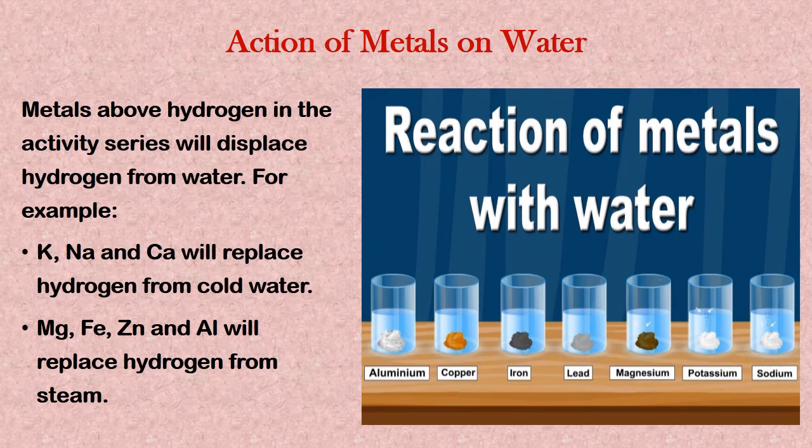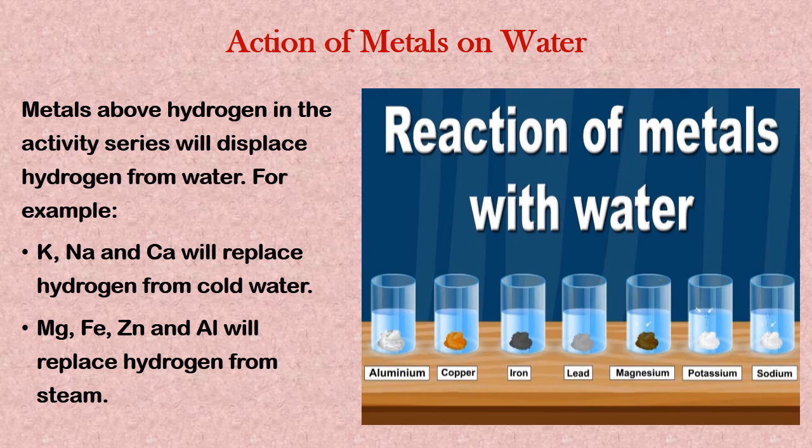But magnesium, iron, zinc, and aluminum, they are moderately reactive, and that is why they will require steam to replace hydrogen. They will have to react with steam, not cold water, but with steam, in order to replace hydrogen. But by and large, all metals above hydrogen in the activity series will replace hydrogen from water.